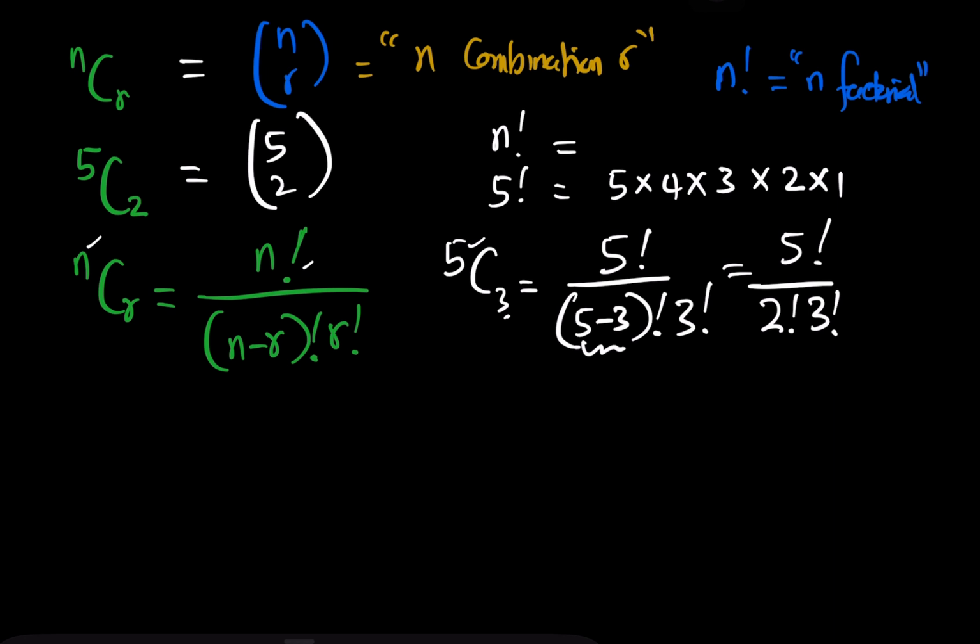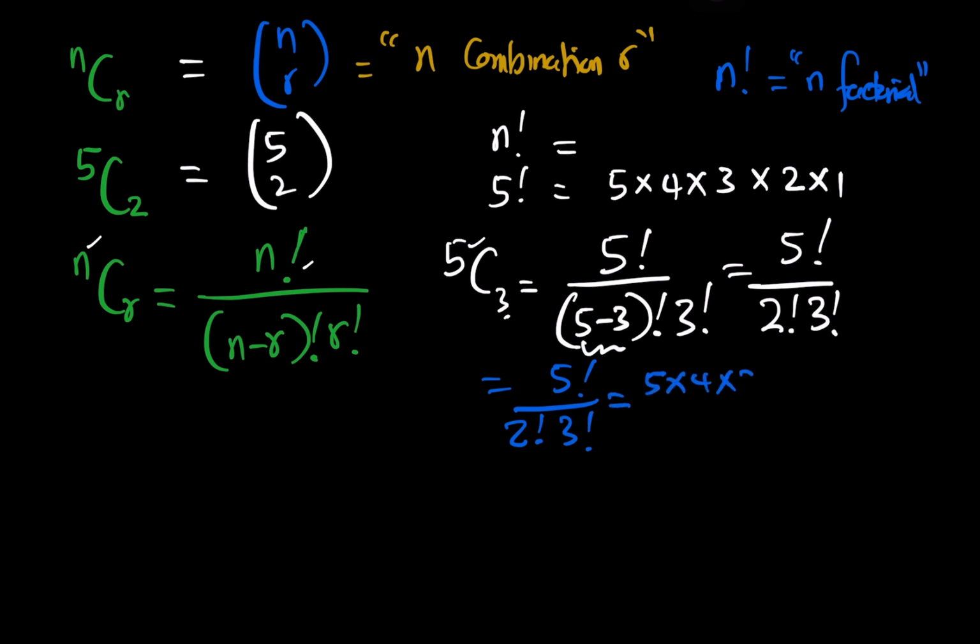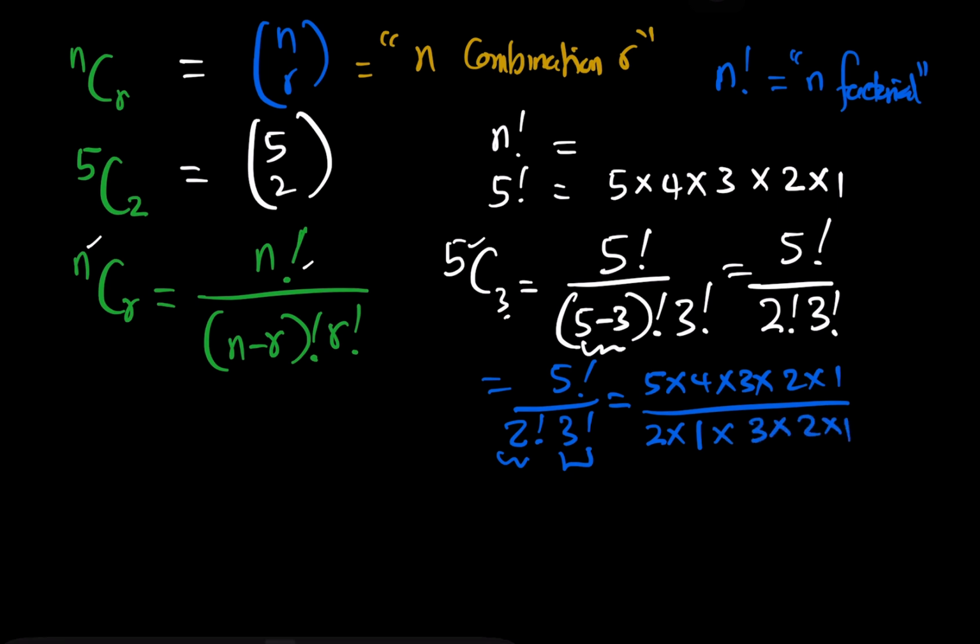Now we can solve that. The top part is going to be 5 times 4 times 3 times 2 times 1. And then the 2 factorial gives us 2 times 1, and the 3 factorial gives us 3 times 2 times 1. You can clearly see that this will cancel out that, this will go into the 2, and the answer becomes 10. That's how we solve anything related to the factorial.